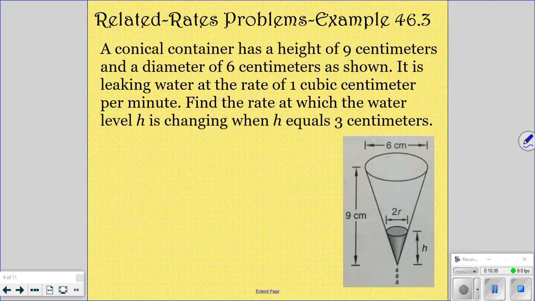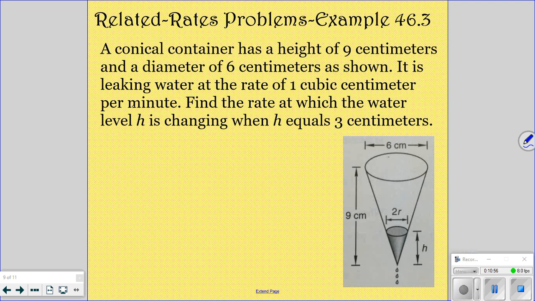Okay, so we're going to look at another one with a cone. We've got a conical section. The container has a height of 9 and a diameter of 6, and it's leaking water at a rate of 1 cubic centimeter per minute. Find the rate at which the water is changing when our height equals 3.